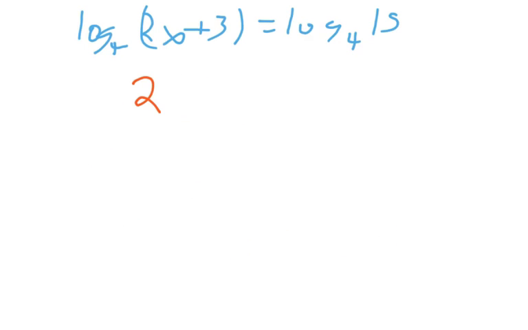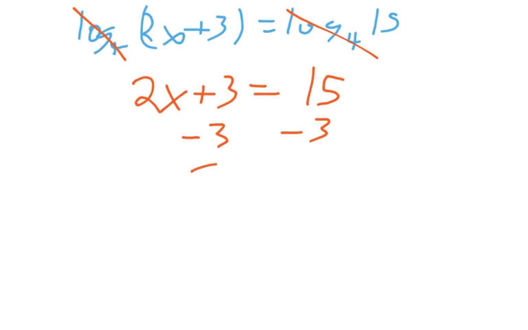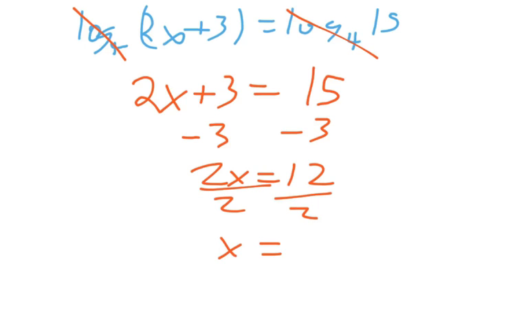Final problem. The log base 4s are not needed because they're both on each side. Subtract 3. 2x is equal to 12. So x is equal to 6. And that's the entire review for this first part.